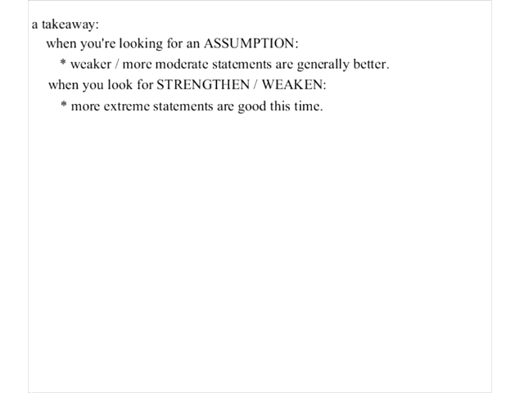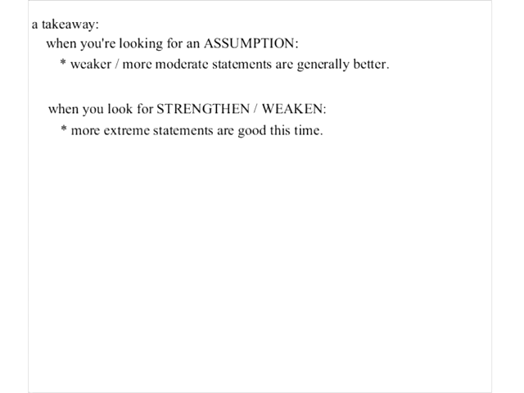The difference, again, is that when you look for an assumption, you're looking for a statement that absolutely has to be true. So the more moderate the statement is, the more likely it is to be necessary. On the other hand, with strengthen and weaken, you take the statement for granted. So you assume it's true no matter how obnoxious it is.